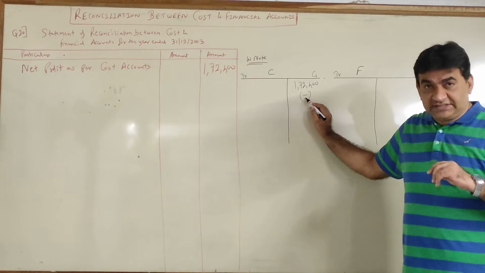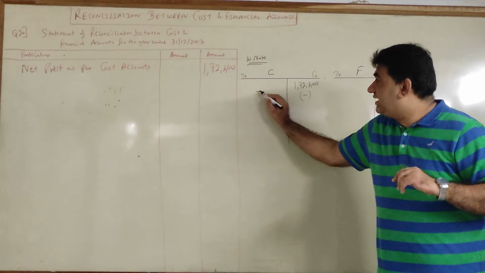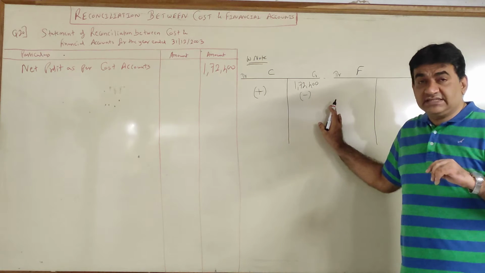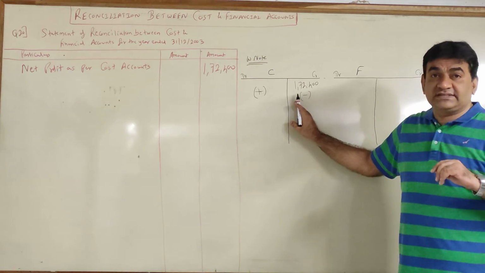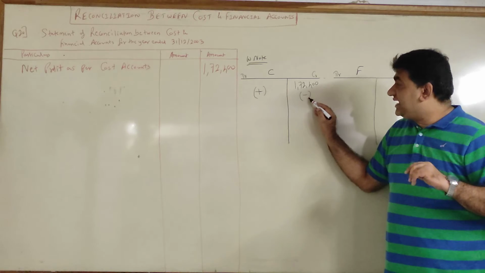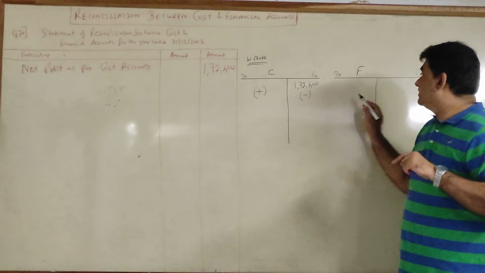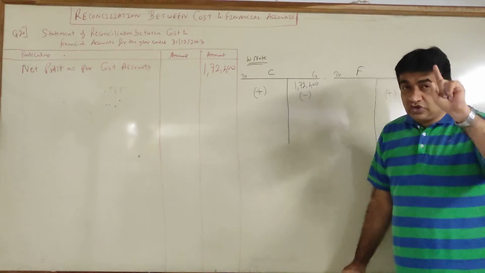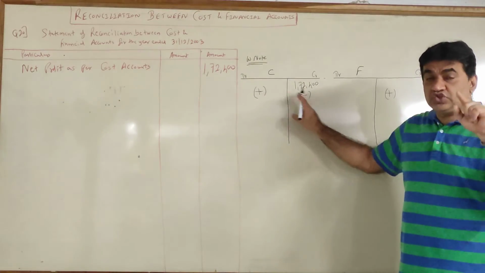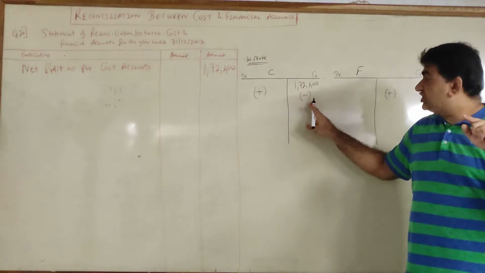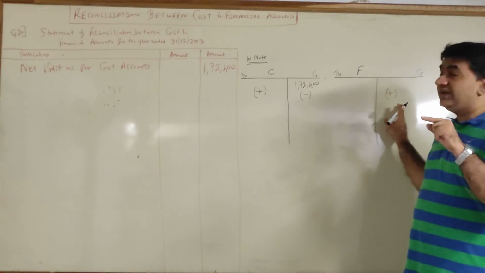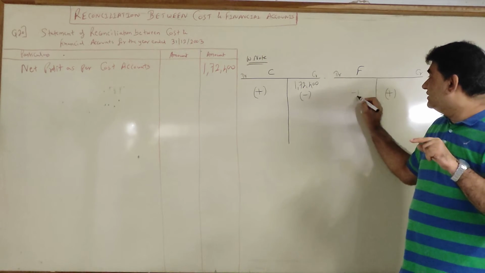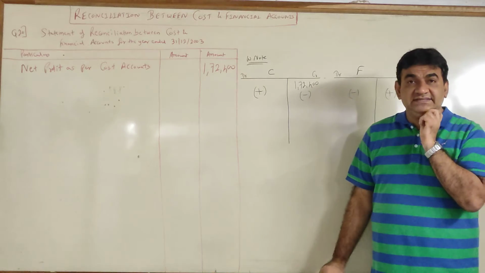Costing credit is minus, so costing debit will be plus. Costing credit is minus, so financial debit will be plus. Costing credit minus, so finance credit will be plus. And if finance credit is plus, this will be minus.